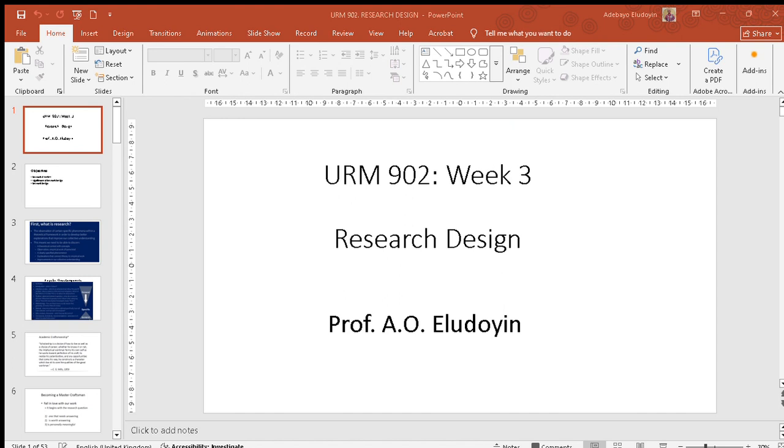Number one, we should have a clear understanding of the means of obtaining information. Where will your data come from? If you don't have sufficient information about where you're going to collect your data from, then you are not likely going to have a satisfactory research design.